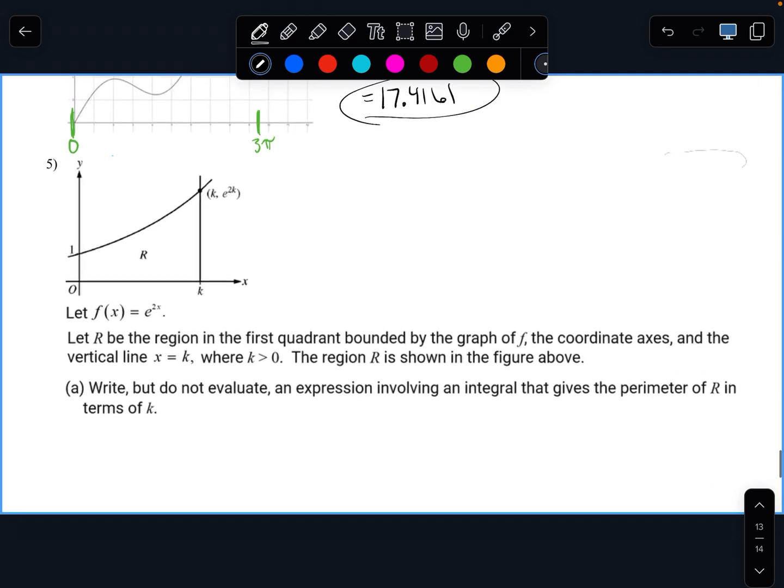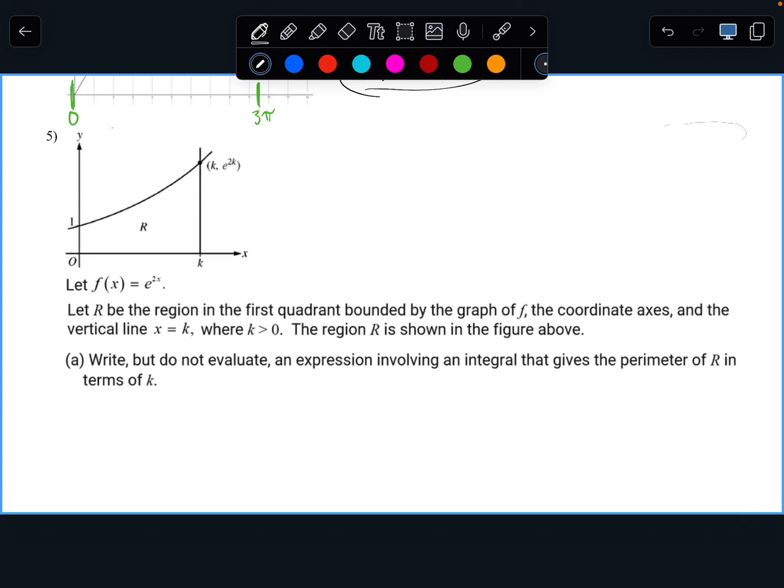All right, this one. This was on a pretty recent BC test. It was kind of a weird one, but whatever. This was part A, and then in part B they were doing the area and then the revolving, like one of those volume problems on the FRQ. But part A started off strong with some BC knowledge. First quadrant, bounded by the graph of f, the coordinate axis, and the vertical line x equals k, where k is greater than 0. Region R is shown in the figure.